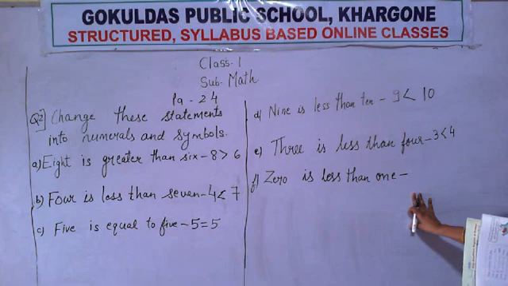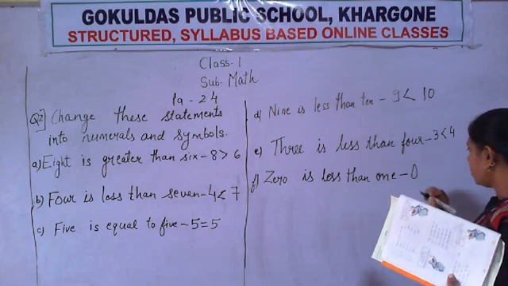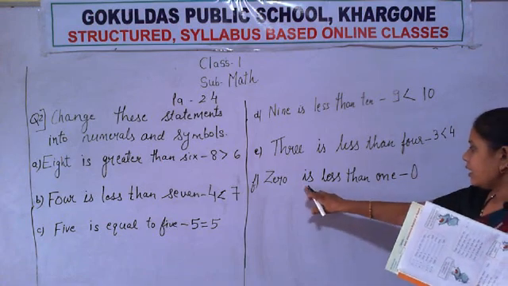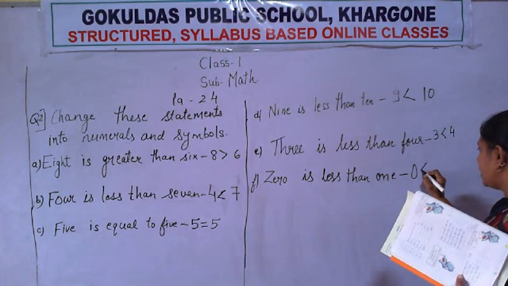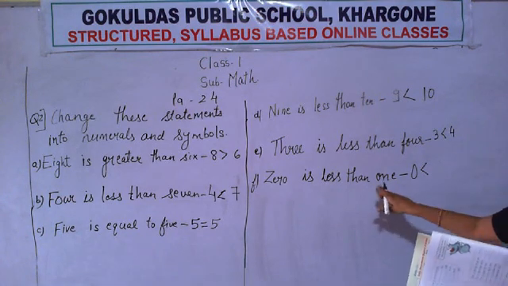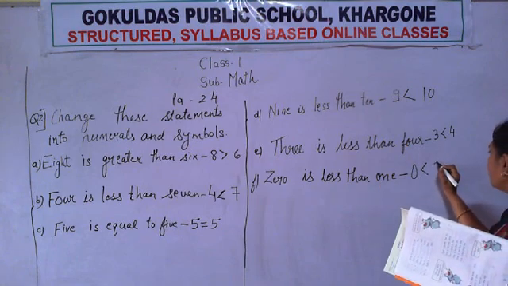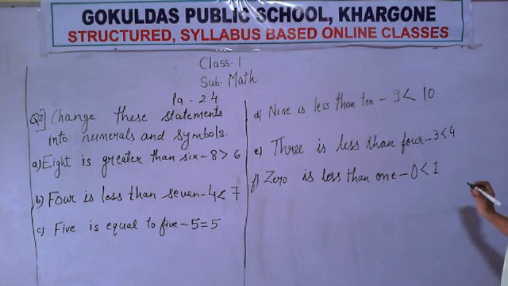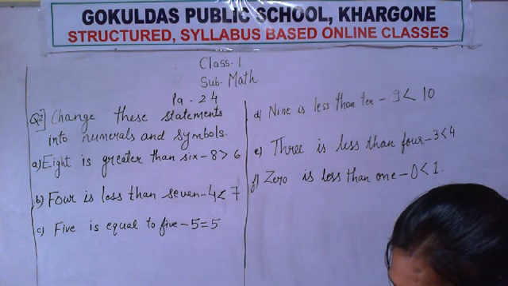How do you write 0? Then which sign? A sign of less than. This is a sign of less than. 0 is less than by which number? 1. Okay. Copy it. I hope all of you are writing along with me.